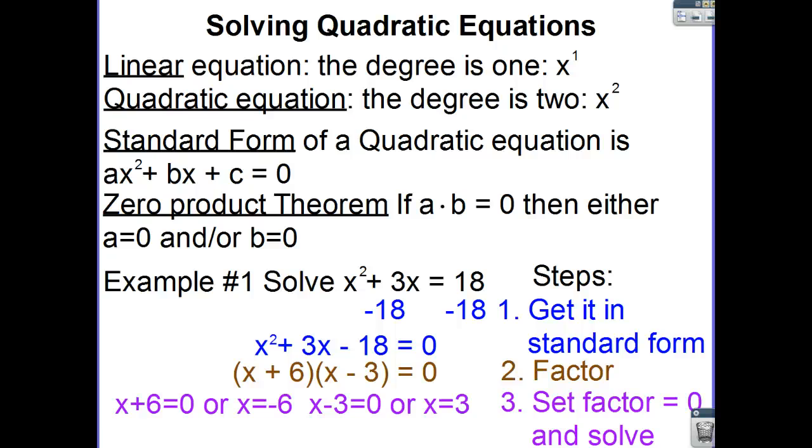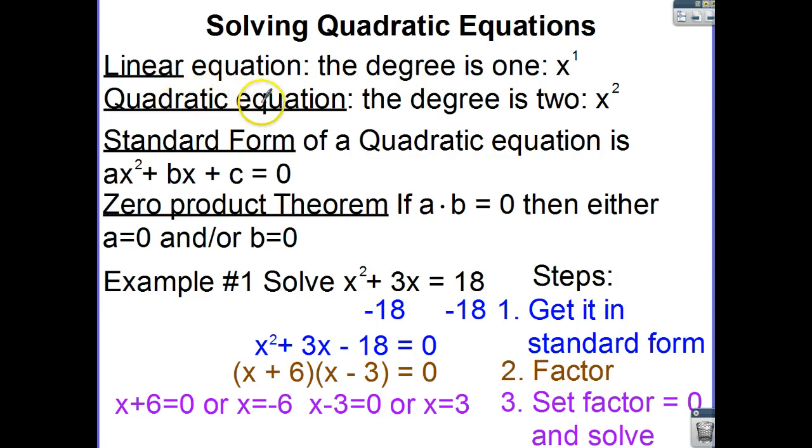Okay, today we're going to talk about solving quadratic equations. In our book it would be section 5.3. Let's start off with a few definitions. First, what is a linear equation? Well, of course, that's an equation that has degree 1, or the highest exponent on your variable is 1.